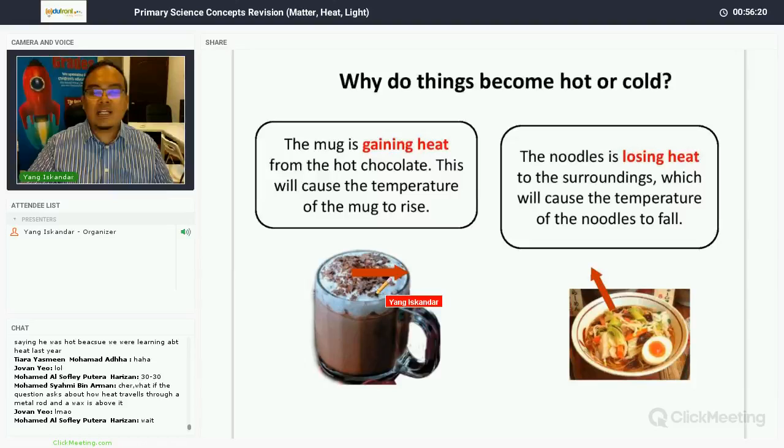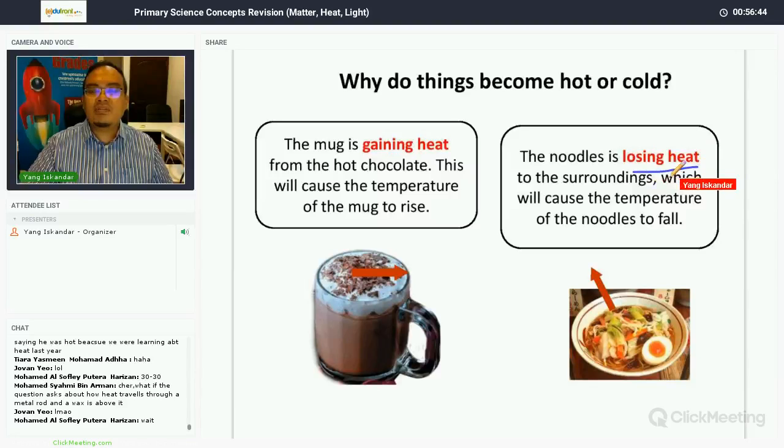So if you have hot chocolate, you can see here, this is hot chocolate. Now, when you hold the mug, you feel hot, right? Why do you feel hot? Because the chocolate loses heat to the mug, and the mug gains heat from the hot chocolate. Another example, see the bowl of noodles here?